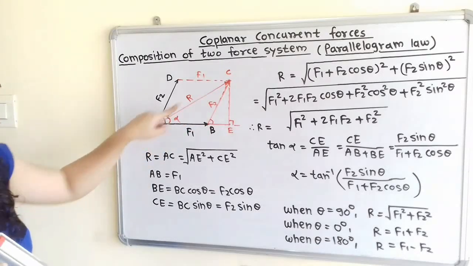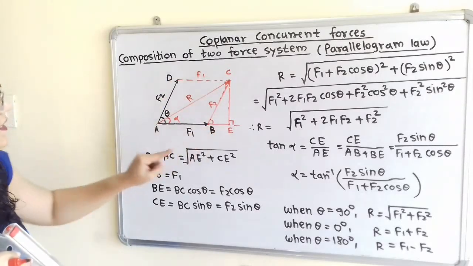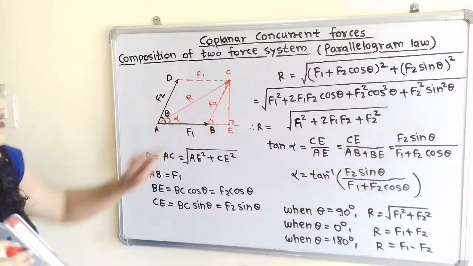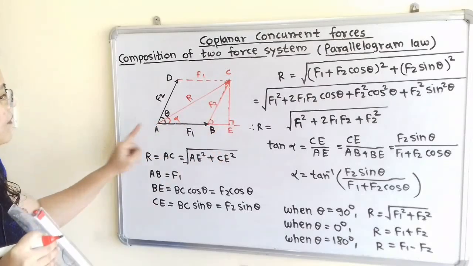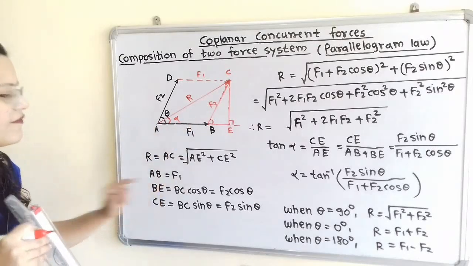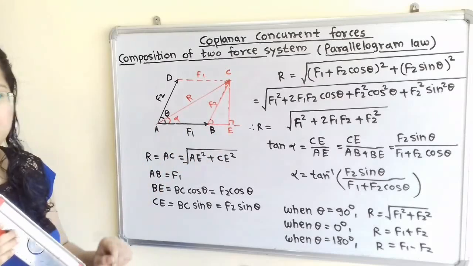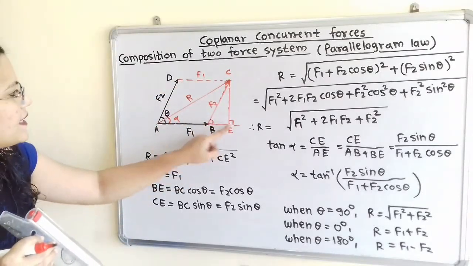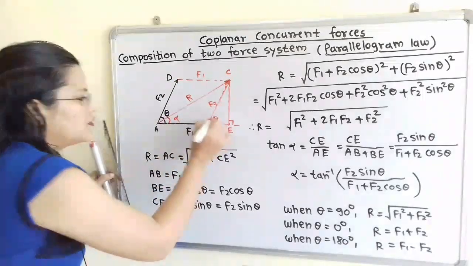If we observe the triangle ACE, then AC squared is equal to AE squared plus CE squared. Now we will split this AE. AE is equal to AB plus BE. Now AB is equal to F1, that from the diagram we can write. Now what is the value of BE? If we observe this triangle CBE, then this BE is equal to BC into cos theta, because this angle is also equal to theta.